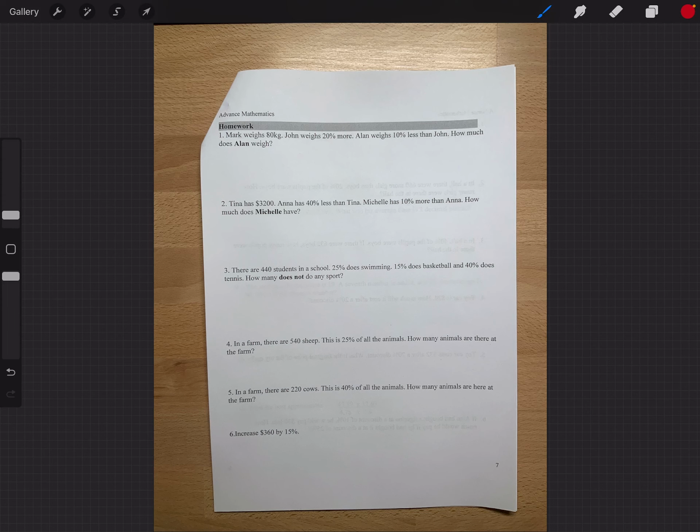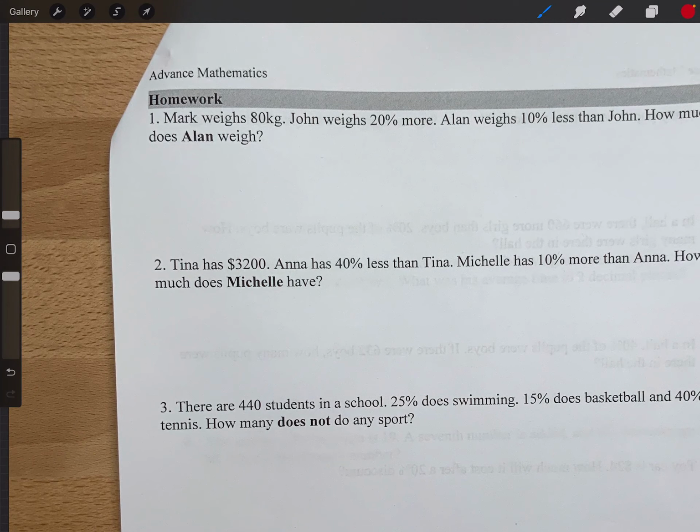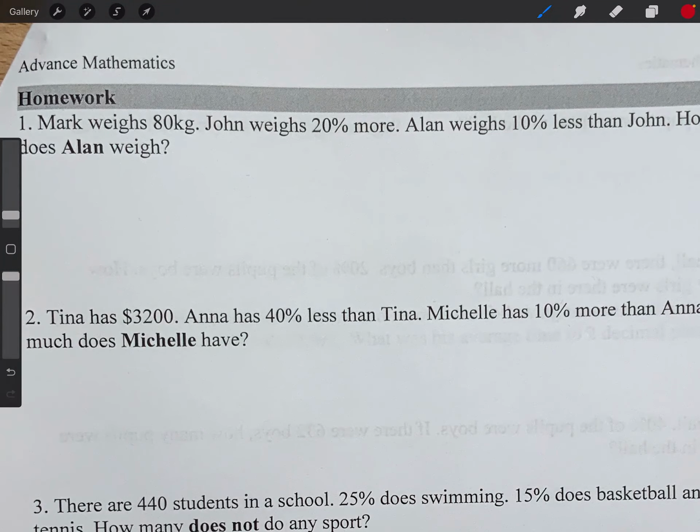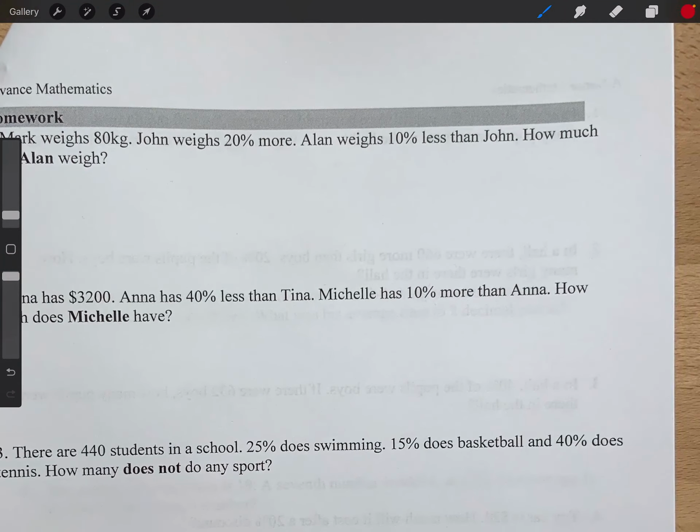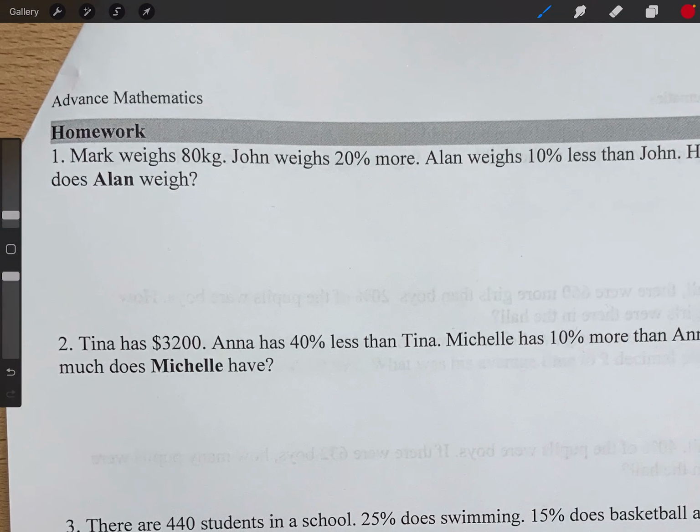On page 7, we got question 1. Mark weighs 80 kilograms. John weighs 20% more, and Alan weighs 10% less than John. How much does Alan weigh? So let's just put the numbers out first. So we have Mark.